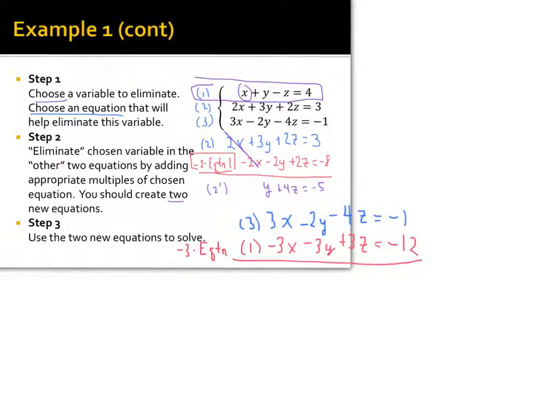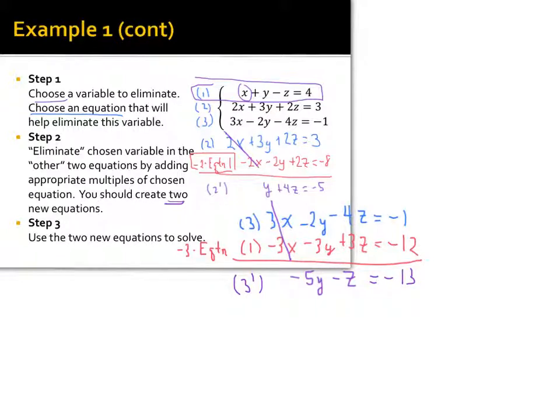And so this time I'll get that 3z minus 3x is 0, so we won't write that down, we'll just cross it out. And then we get -2y minus 3y, so I get -5y. -4z plus 3z is -z. And then -1 and -12 is -13. And so here's my next equation, the other one of the two equations, and so I'm going to call this 3 prime.